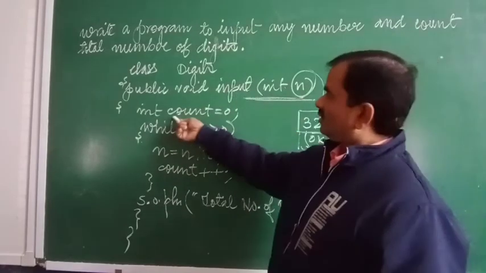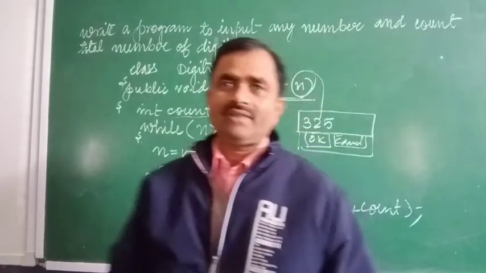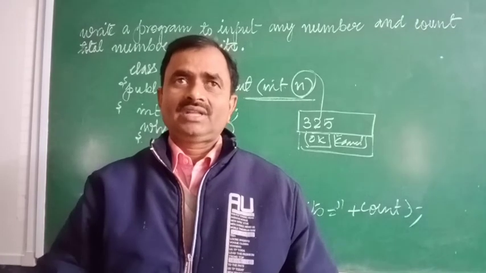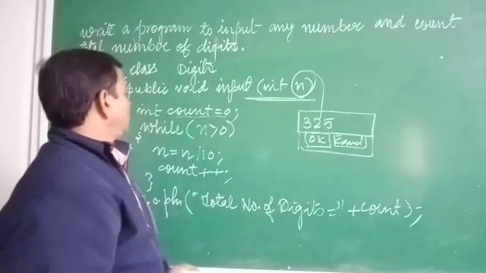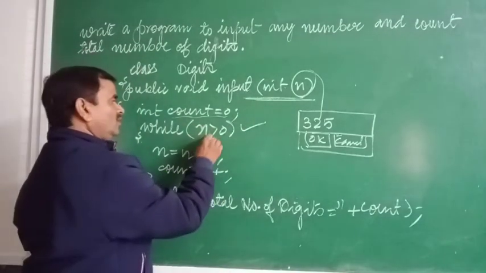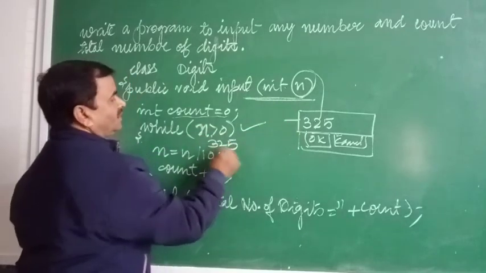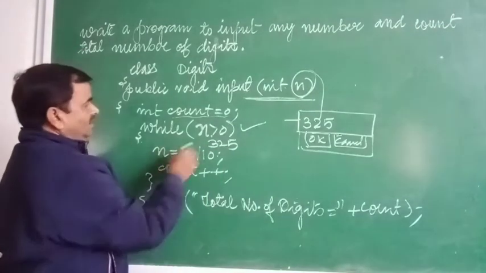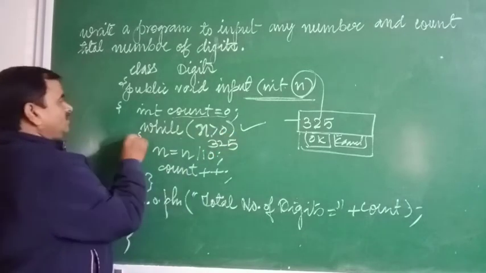So count equal to 0, this is a variable I have created in which you have to count the total number of digits, but so far we are not sure how many digits there are. So the initialization of the count variable I have done equal to 0. This is known as the initialization. While n greater than 0, that is, as long as the value of n is greater than 0, so what is the value of n? We have 325. The next line, this 325 is greater than 0, that's why the control will come inside of this block.